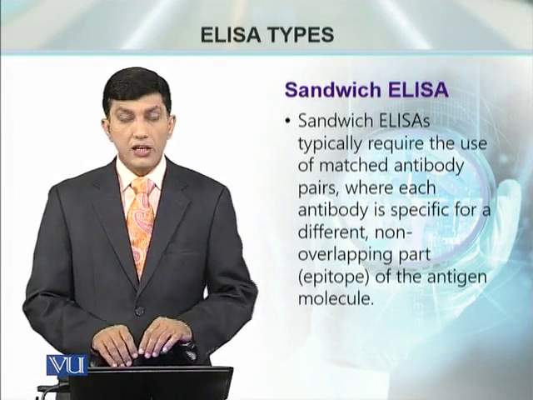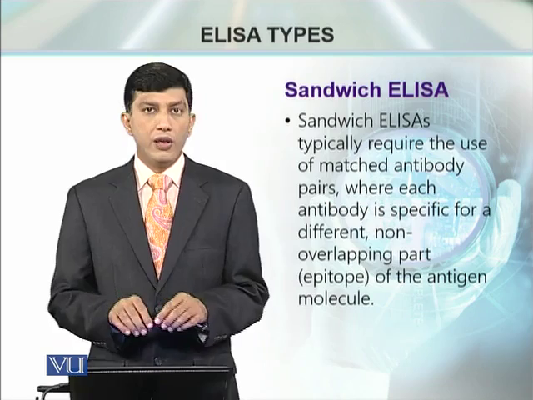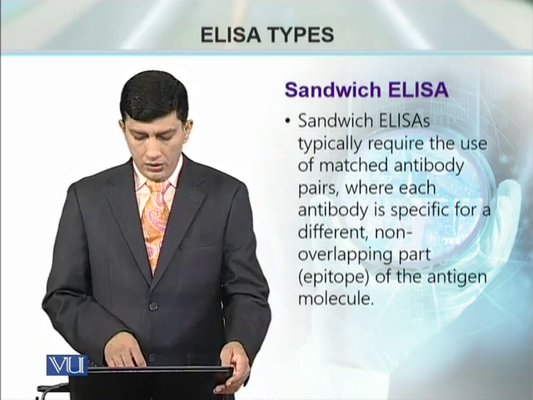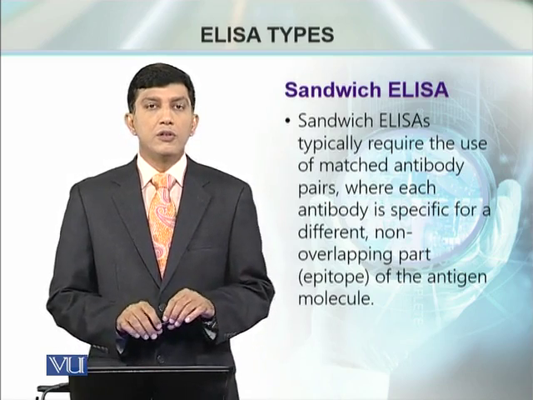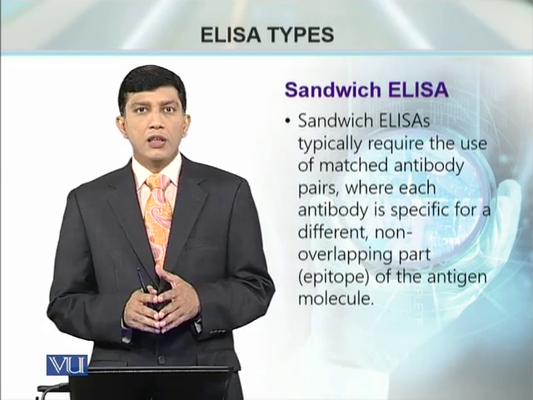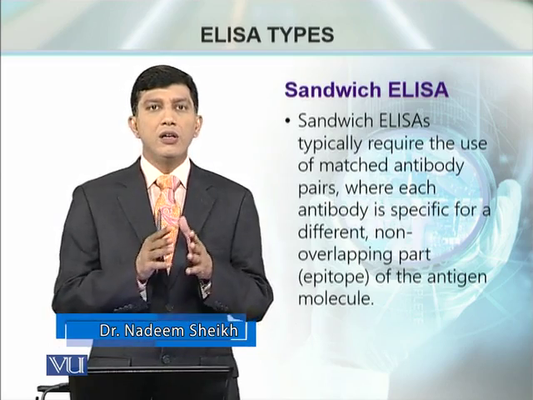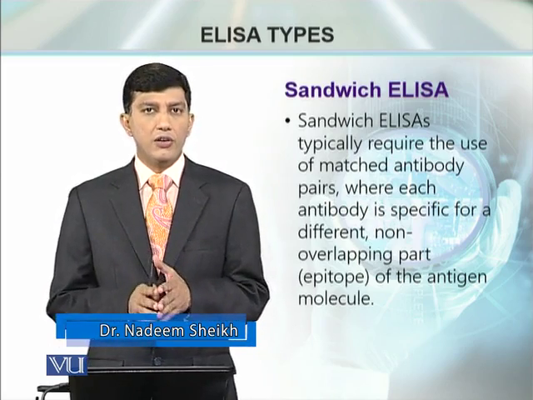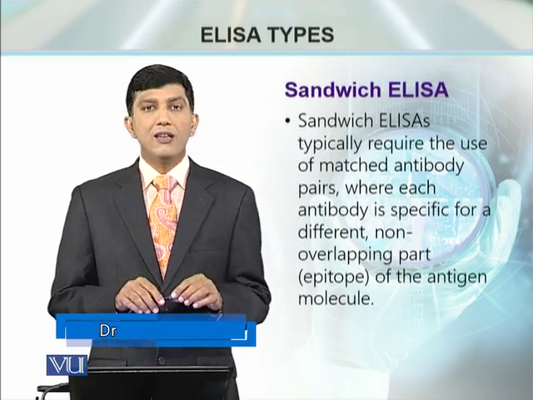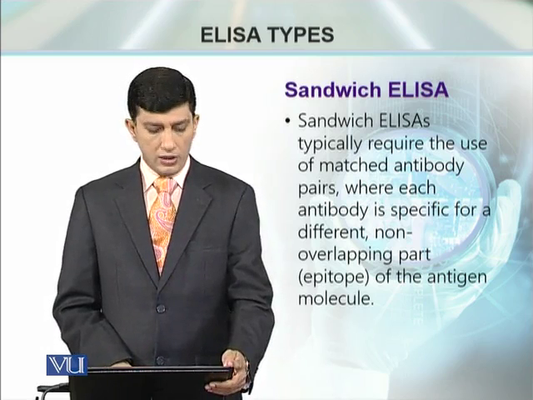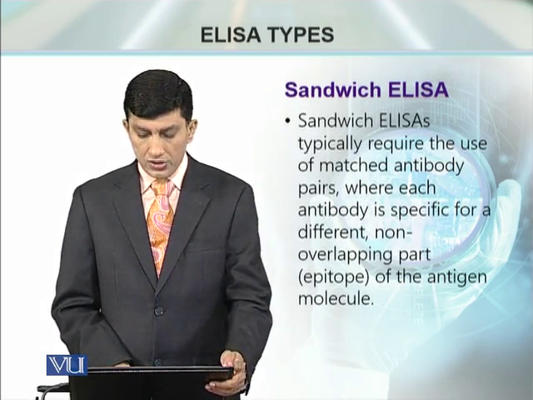Another type of ELISA is known as sandwich ELISA. Sandwich ELISA typically requires a pair of antibodies to detect any particular antigen. This happens because of the epitopes: the two antibodies are specific for different regions of the antigen. So in fact we need two different antibodies recognizing two different epitopes which can detect the same protein.